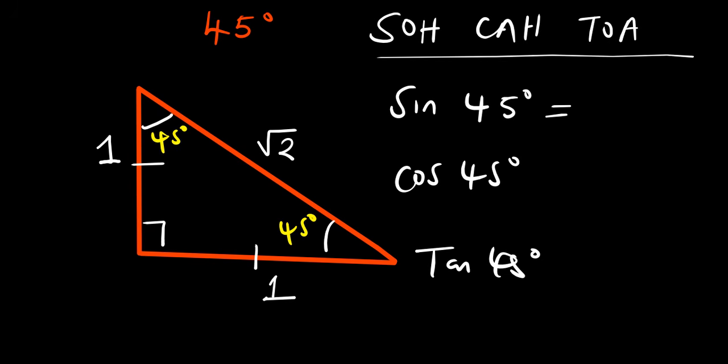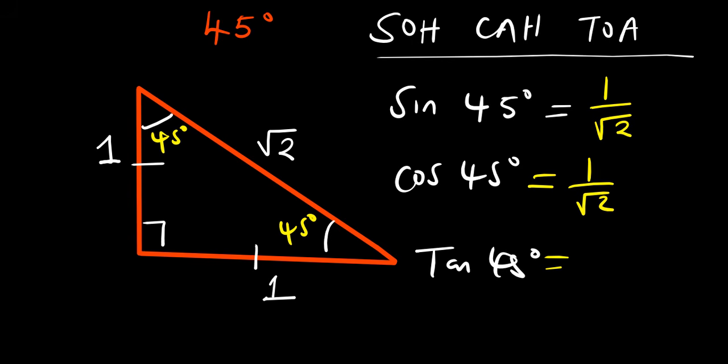So we're saying sine is equal to opposite over hypotenuse. Opposite to 45, you're able to see that it is just a 1. Then the hypotenuse is the square root of 2, or the longest side. So we have 1 over the square root of 2. We come to cos 45. Cos is adjacent over hypotenuse. Now adjacent to 45, it is a 1. The hypotenuse is the square root of 2. So I have 1 over the square root of 2.